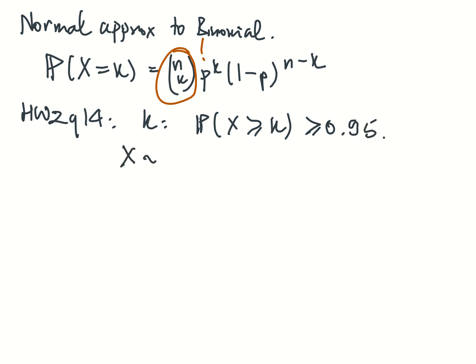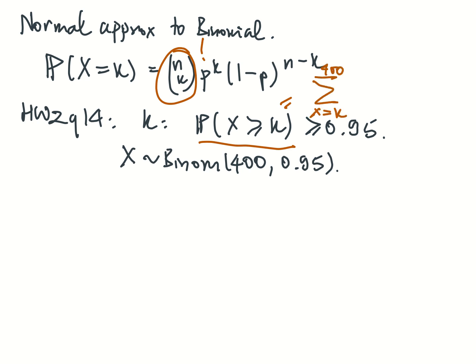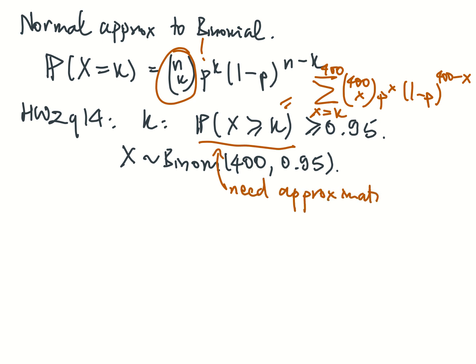Here, X follows the binomial distribution, n is 400, success probability 0.95. Because n is large, the expression probability of X bigger than or equal to k is so annoying that other than repeated trial and error, we don't really have a better way to deal with this sum. This is why approximations are needed when n is large.